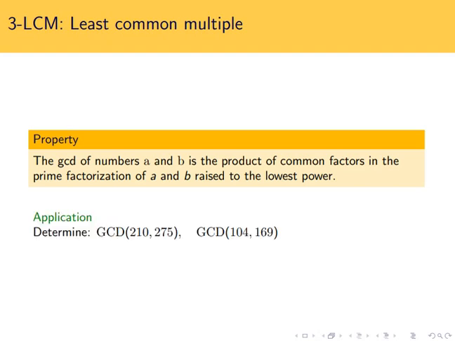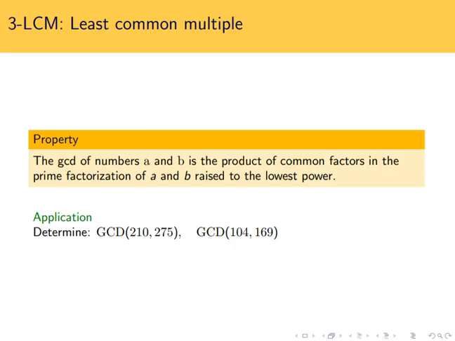So we can do this application. Determine the GCD of 210 and 275. We will determine the GCD using this theorem. GCD, greatest common divisor, so we use the prime factorization of each number.